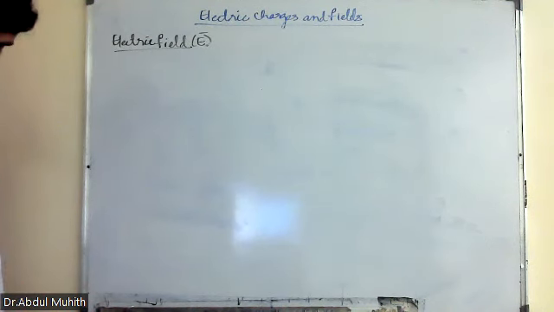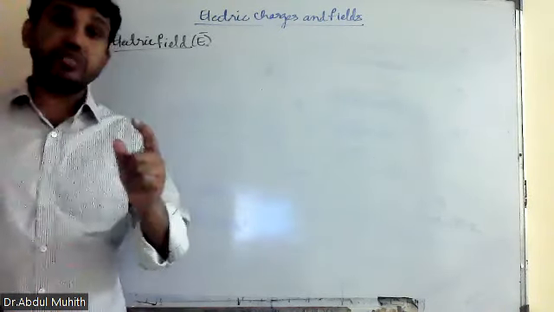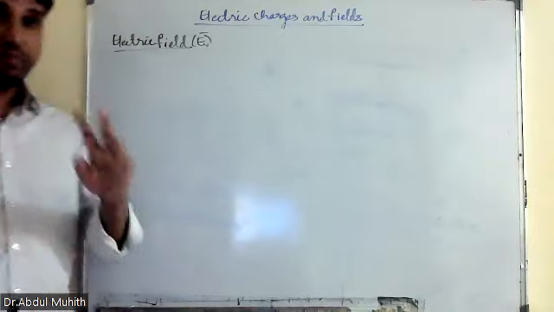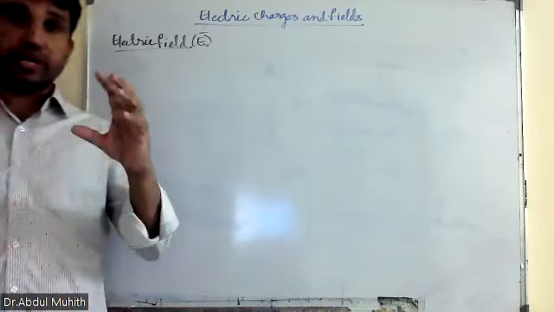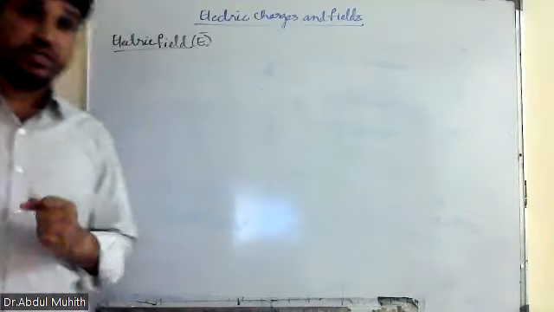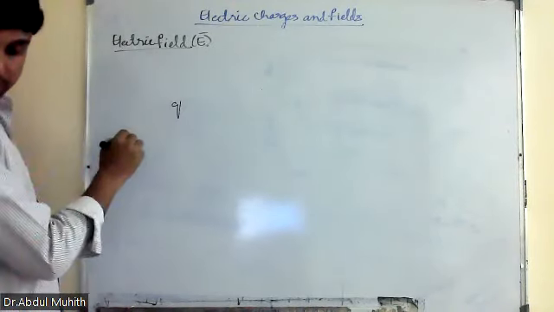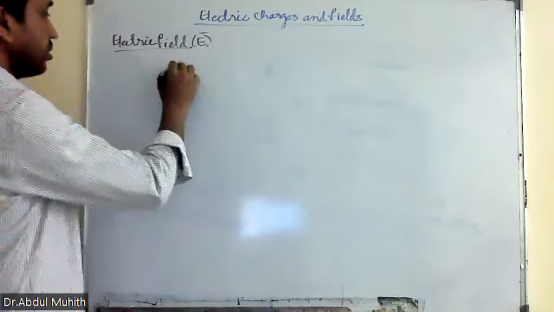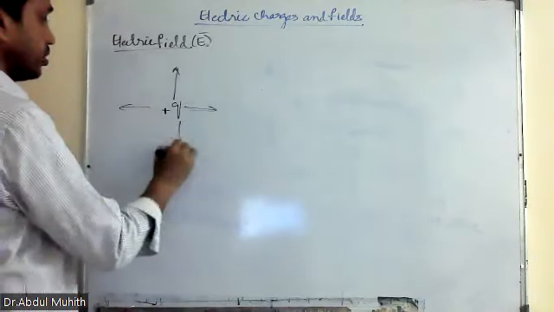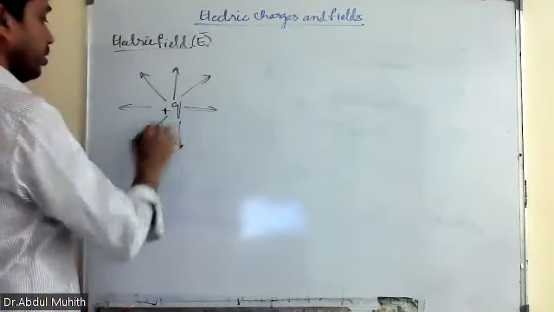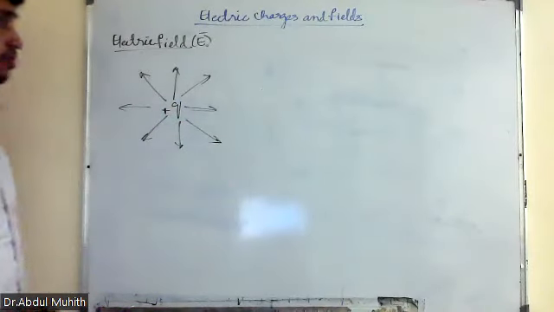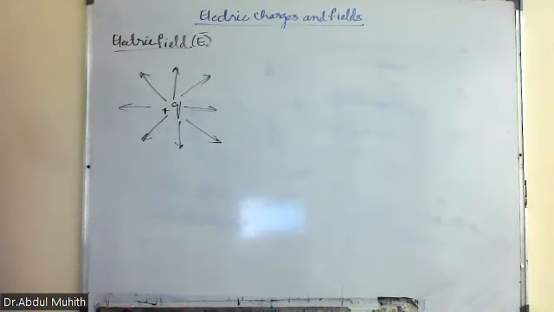Sir, a region around a magnet in which a force is felt. The space around the charge where its influence can be felt. Simple definition: the space around the charge where its influence can be felt is known as electric field. Suppose there is a charge here. The electric field is like this. It goes in all the directions. The space around the charge where its influence can be felt is said to be electric field.